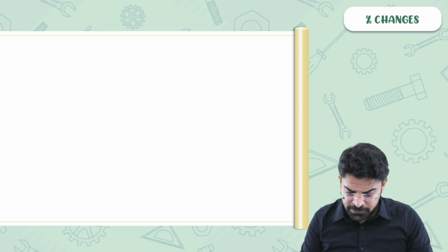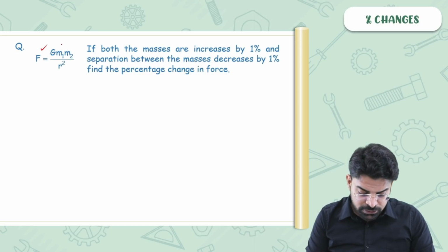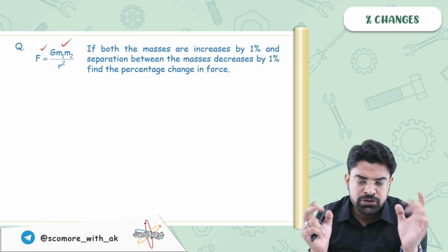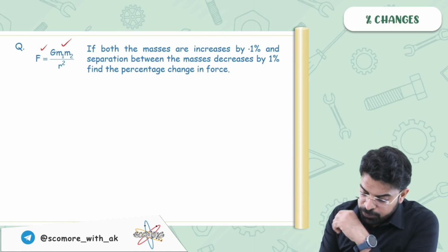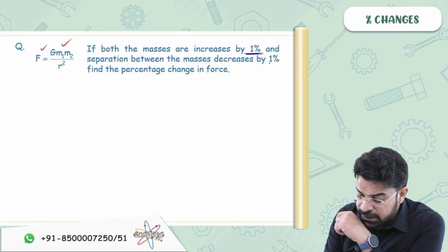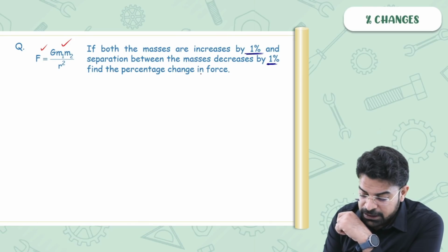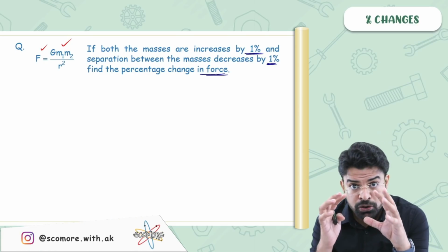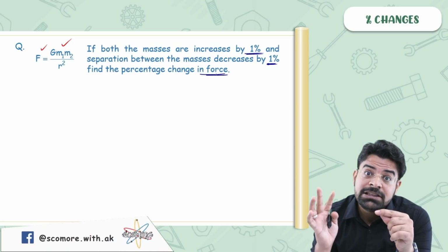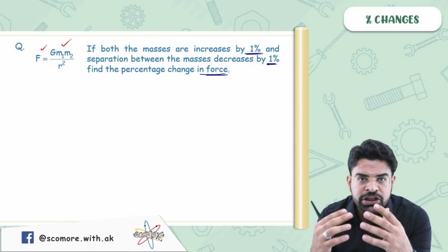So next example, F equals G m1 m2 upon r square. This is the force between two masses m1 and m2 separated by distance r. If both the masses are increased by 1% and the separation between the masses decreases by 1%, find the percentage change in force. So both the masses are increasing by 1% and the separation between the masses is decreasing by 1%. We need to find the percentage change in the force.